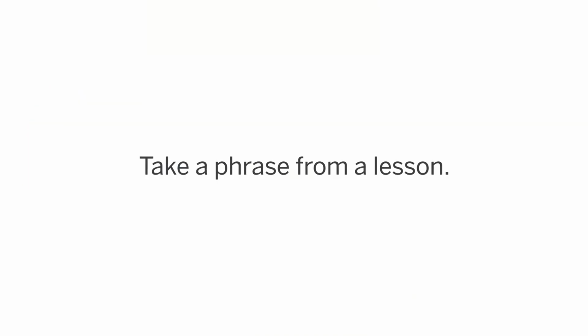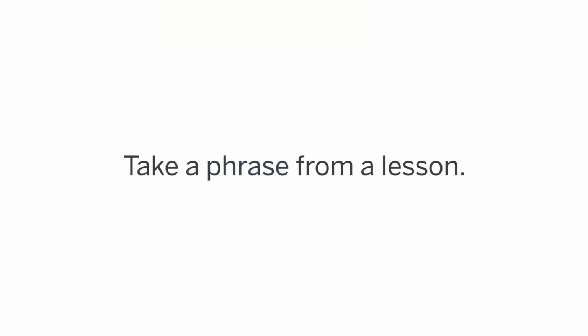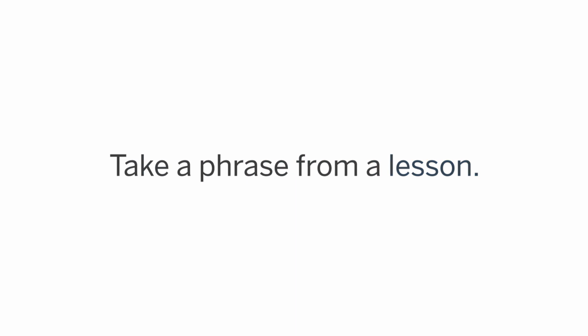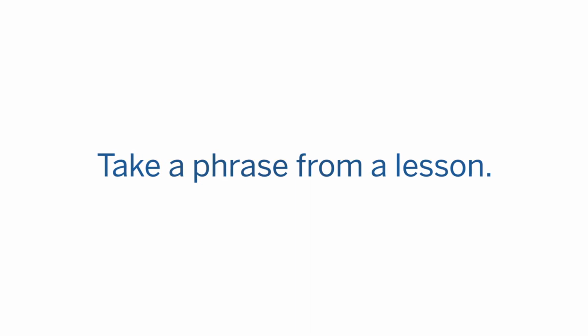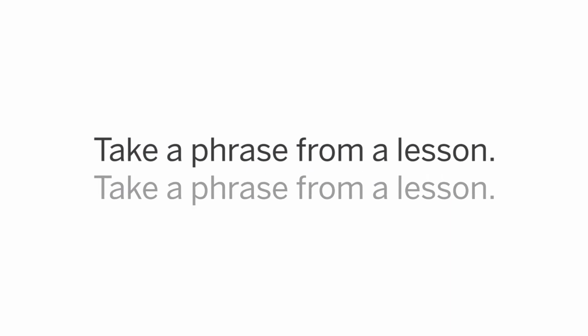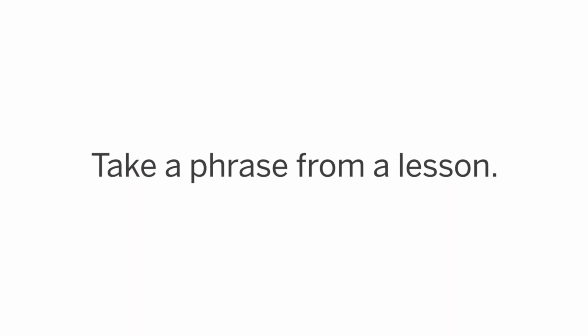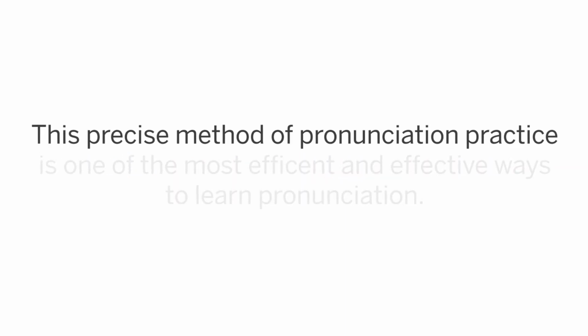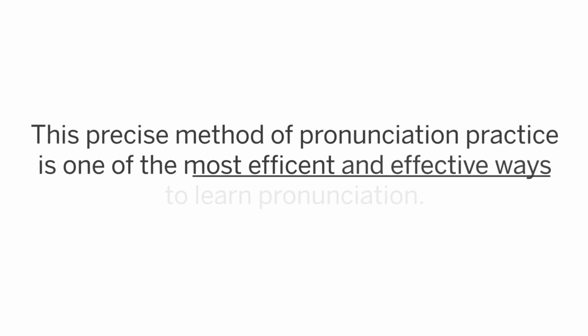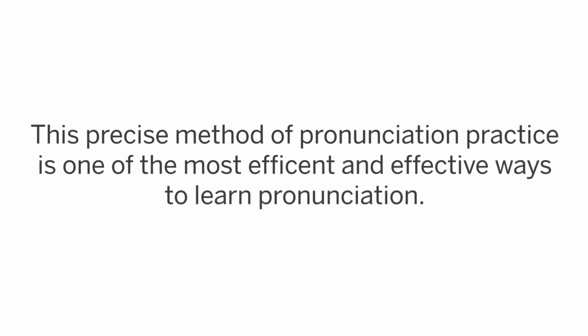Our language learning program's playback feature is a great way to accomplish this. Take a phrase from a lesson and start by practicing the individual words, playing the audio back at a slower speed and then again at a regular speed. After comparing your speech to the audio, combine the words to make complete phrases, imitating the intonation of the native speakers. This precise method of pronunciation practice is one of the most efficient and effective ways to learn pronunciation.